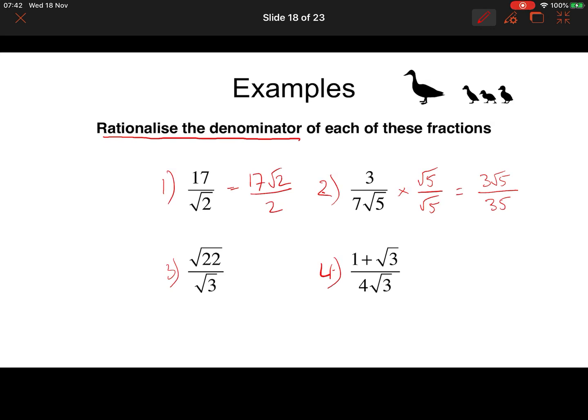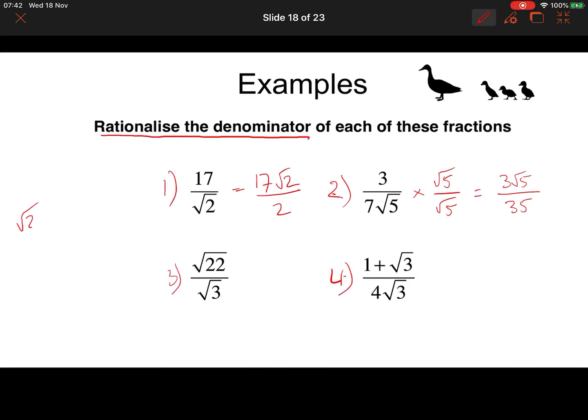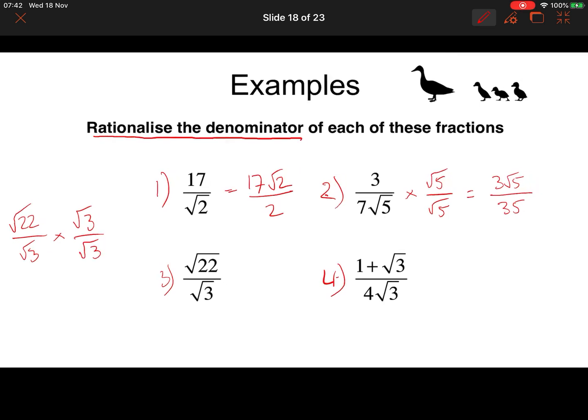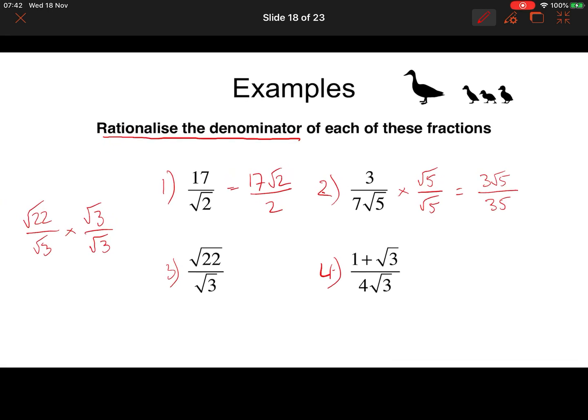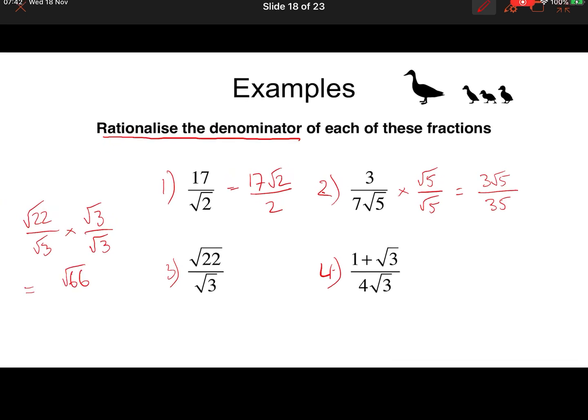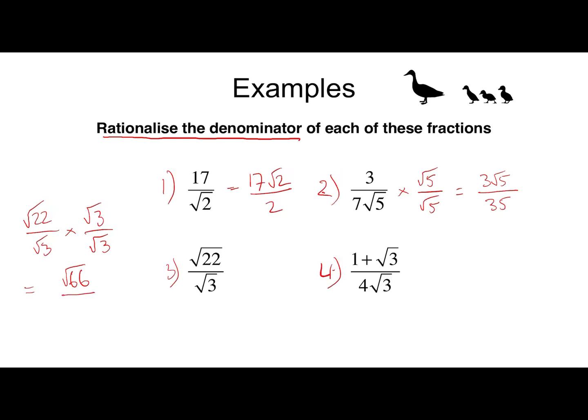Well, actually both the denominator and the numerator are irrational here, but that's okay. The same process will apply. Let me just write it over here. Root 22 over root 3. What I'm going to do is times top and bottom by root 3, so that I don't change the value of it, because I'm just timesing it by 1. I'm going to get root 66, that's 3 times 22, over 3.